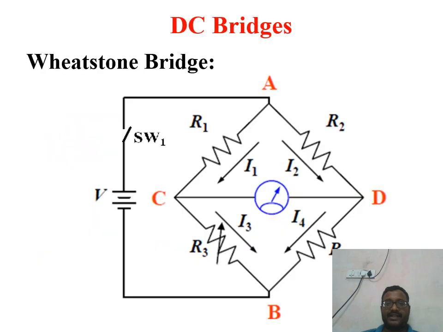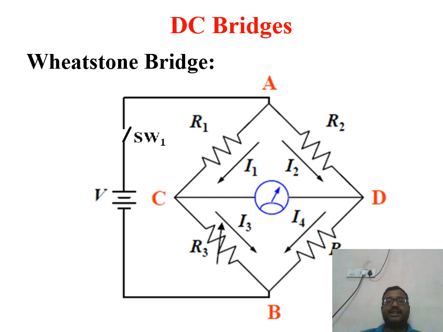Now we can see the first one, the Wheatstone bridge. We already discussed what is meant by a bridge. A bridge consists of four arms. Mainly the Wheatstone bridge is used for measurement of purely resistance, so each and every arm consists of a resistance. This is the first arm, the second arm, the third arm and the fourth arm, all purely resistances.